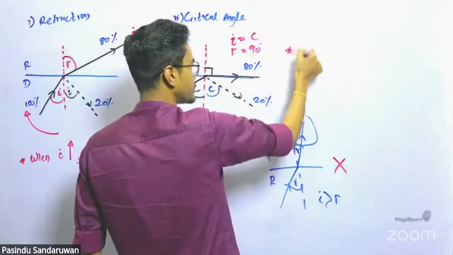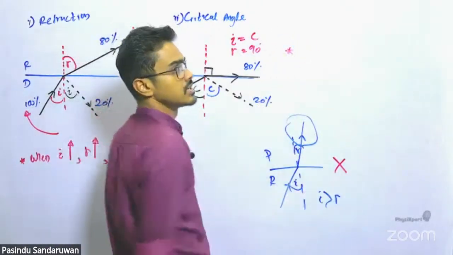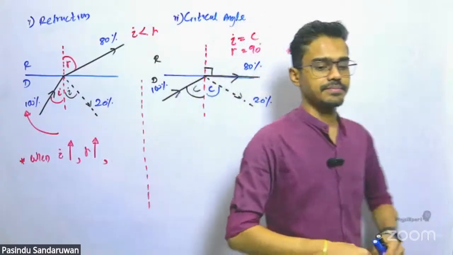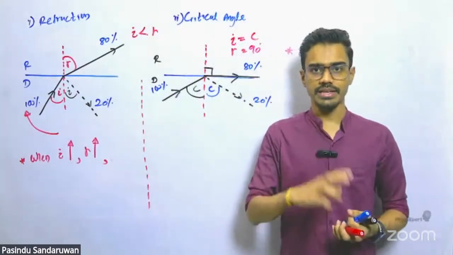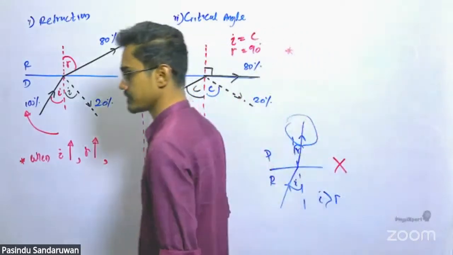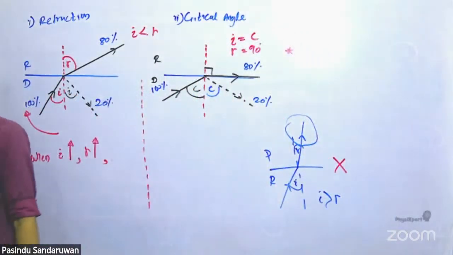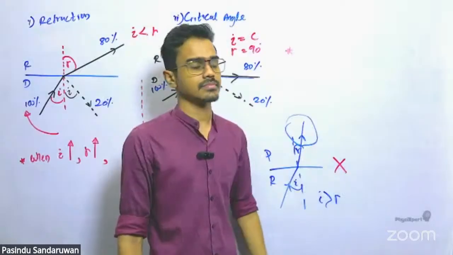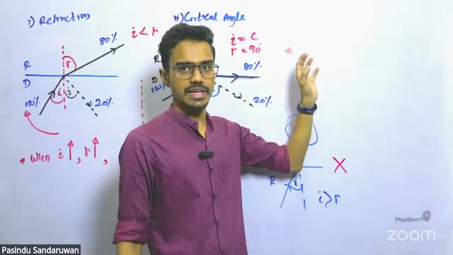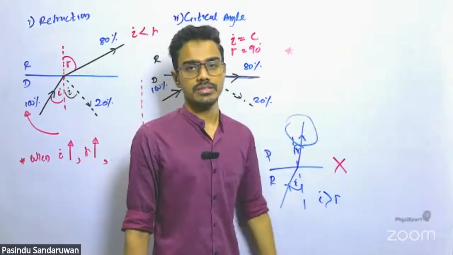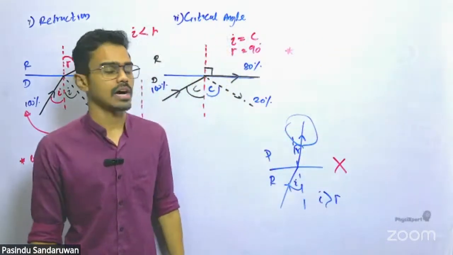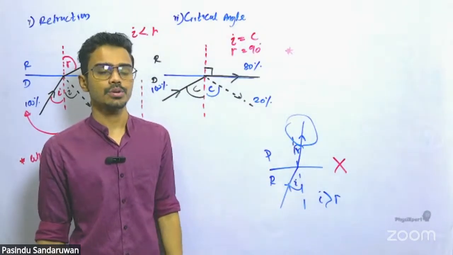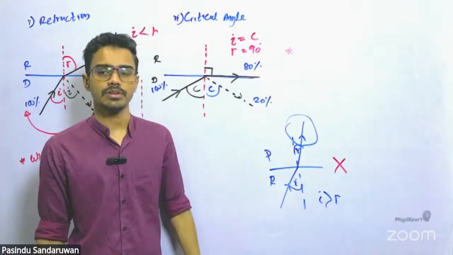Mention this point with a red pen. Write down: critical angle occurs only from a dense medium to rare medium.